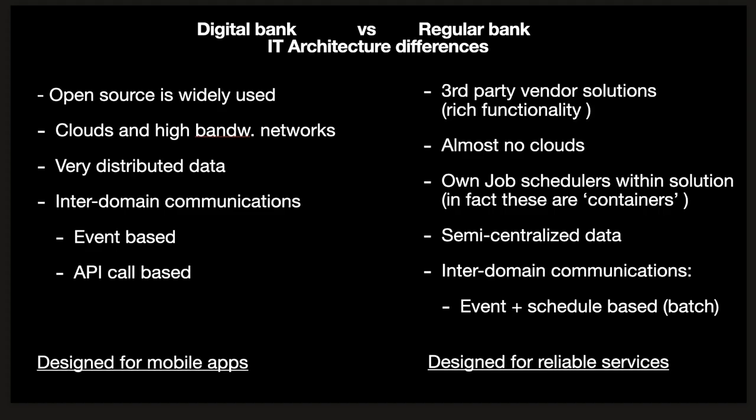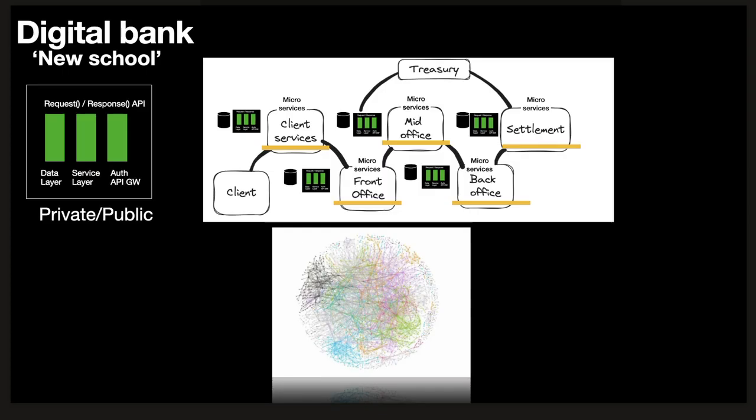Yeah, and the systems in a classical bank are designed to be self-sufficient, reliable, and quite functionally rich. What else could we see in the digital banks? In digital banks there are microservices.